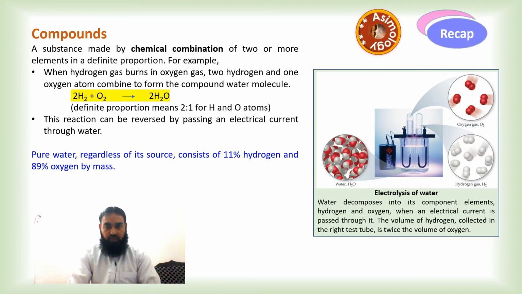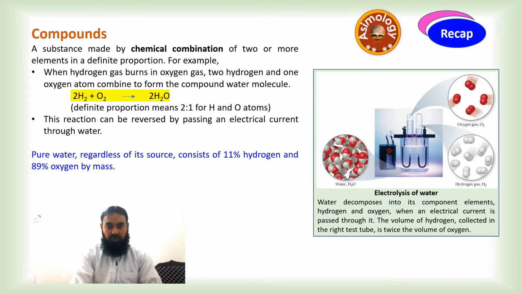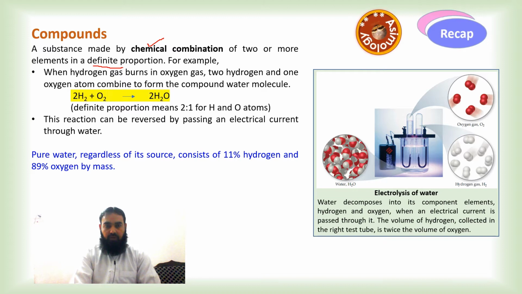So we discussed in the previous lecture about compounds, but to recap, a compound is a substance that is made by a chemical combination of two or more elements in a definite proportion. Here we use two critical points. One is the chemical combination and second is a definite proportion. So whenever these two conditions are fulfilled, and two substances combine together fulfilling these two conditions, the newly formed substance is called a compound. So a compound is again a pure substance, but it has two or more elements in it.